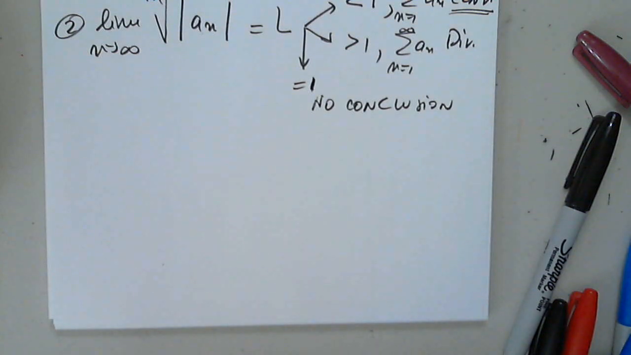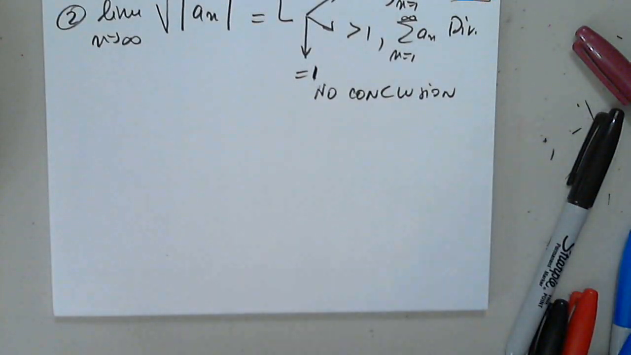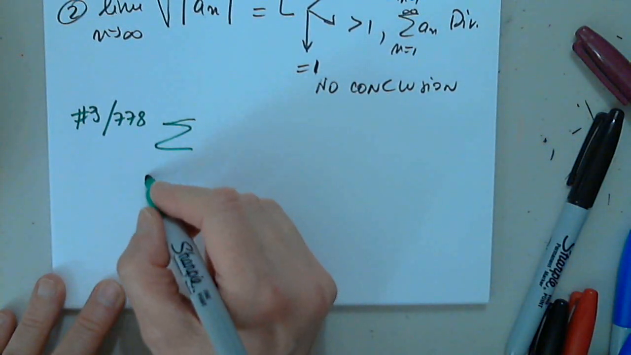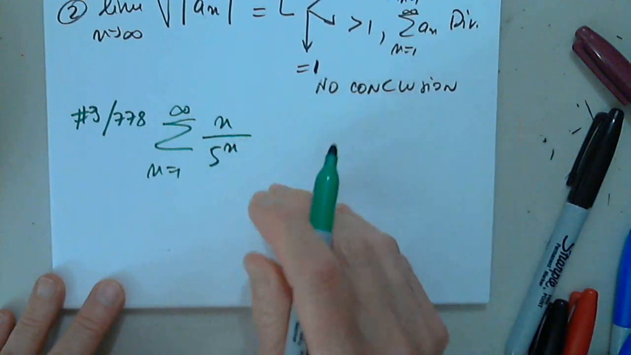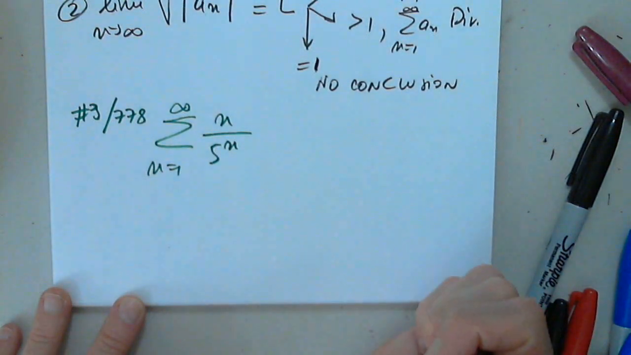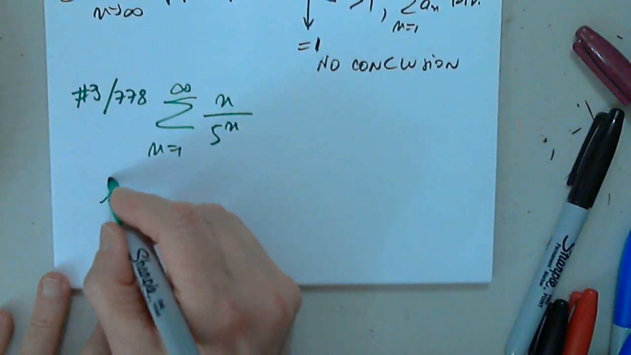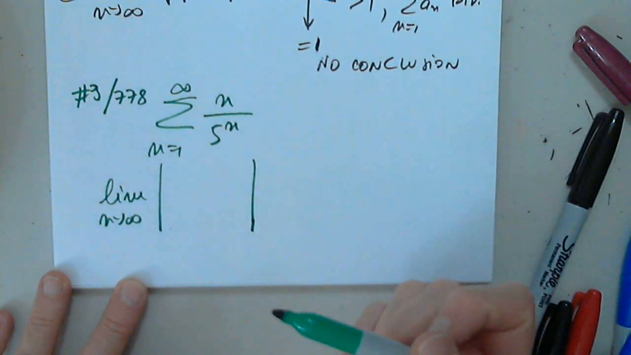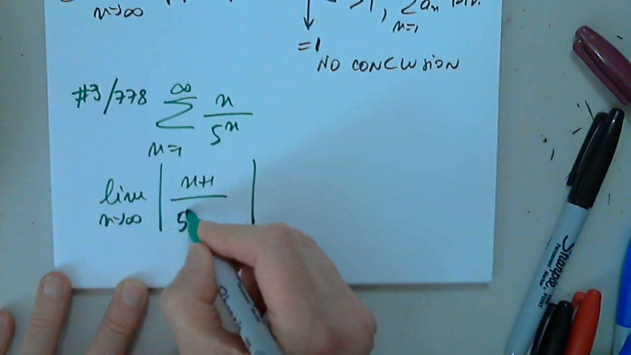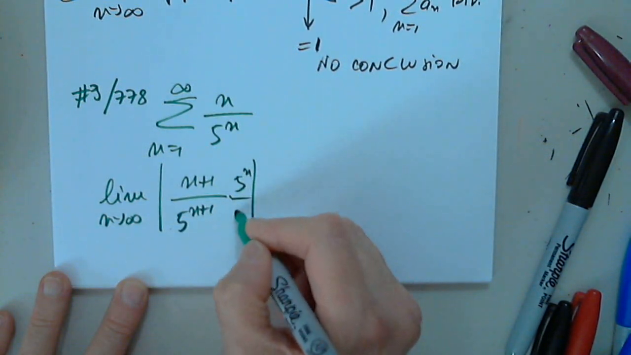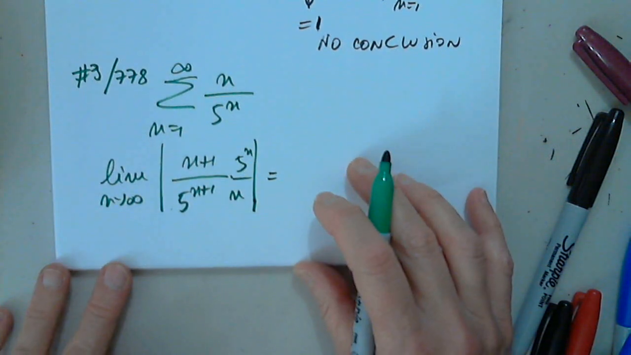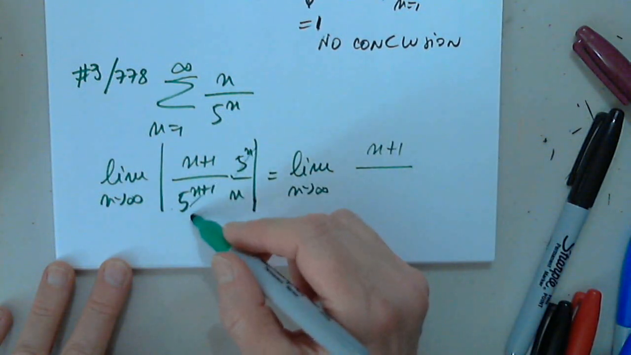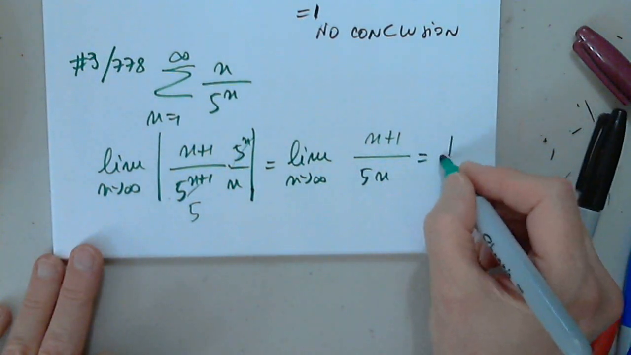Good, so now let's start working on problems. So we start with number 3 on page 778. So we have the sum from n equals 1 to infinity of n over 5 to the nth power. There is no root, so obviously I'm thinking of applying the ratio test. So we are looking at the limit as n approaches infinity of the absolute value, which is redundant here because the terms are positive, but that's okay. So we have (n plus 1) over 5 to the n plus 1, divided by n over 5 to the n, and I already flipped it. So what does this equal? Its limit as n approaches infinity, we have n plus 1 over 5n after simplifying. So this limit is 1/5.